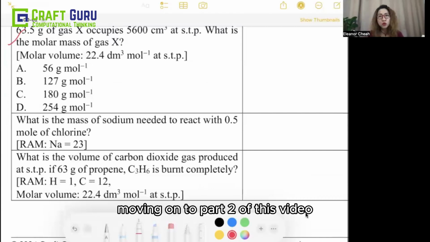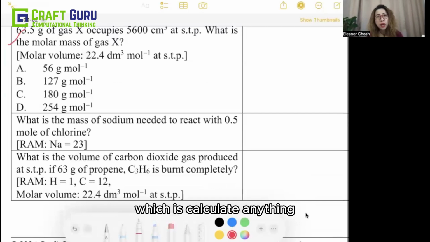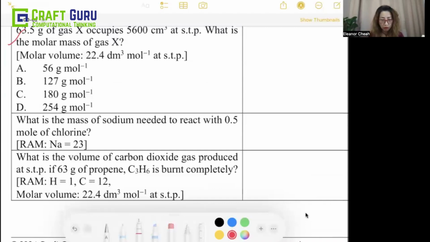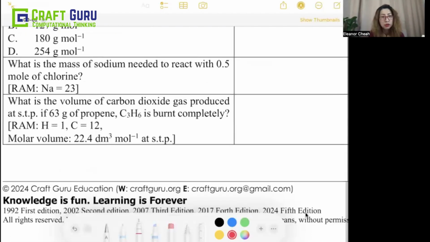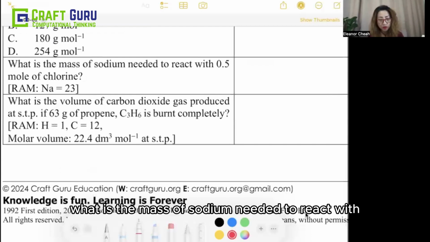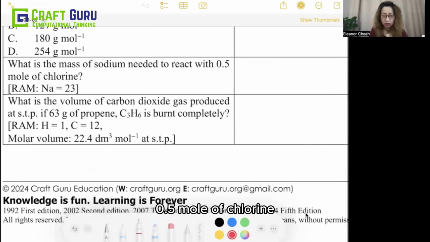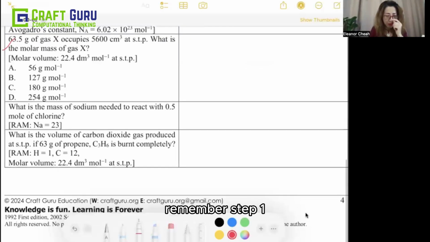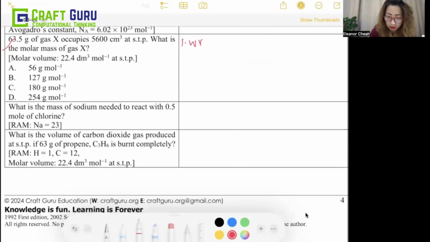Moving on to part 2 of this video, which is calculate anything the question asks based on chemical equation. Let's look at the first example. What is the mass of sodium needed to react with 0.5 mole of chlorine? Now, whenever we want to do this kind of calculation, remember step 1, write a balanced equation.